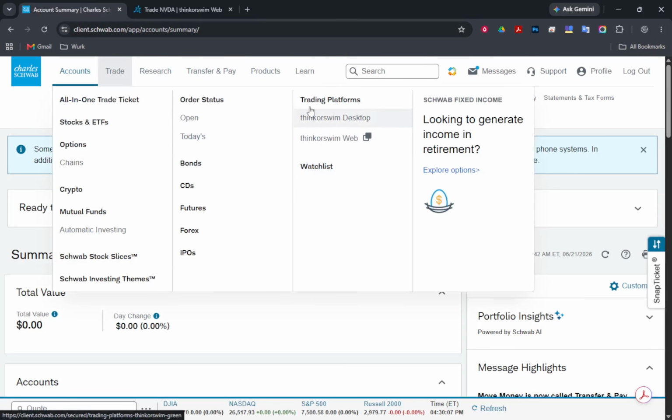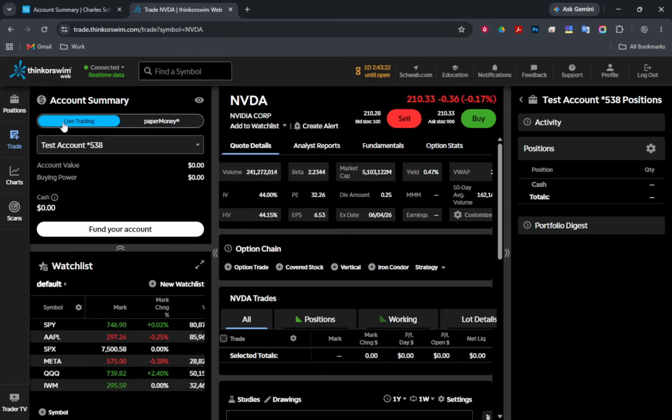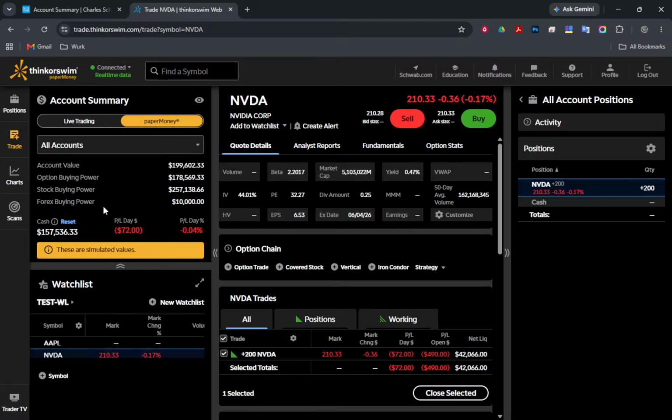Now, for those using the ThinkOrSwim desktop version, click on Setup, which is also at the top right. Select Application Settings, and then navigate to Paper Trading. Enable the option to Show Paper Trading Account. This allows you to switch your account from live to paper money. This step is crucial because it ensures that all your trades are risk-free.